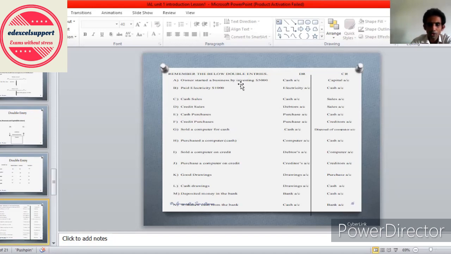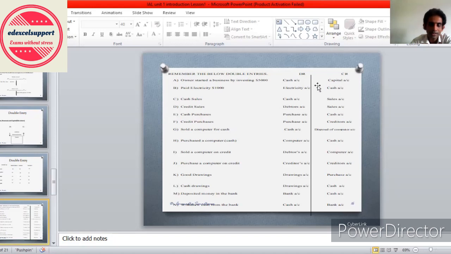Now imagine when the owner puts money into the business. You are thinking from the business point of view, so the money in the business will increase. Therefore, because we are always thinking from the business point of view, the cash account will be debited because he's putting money in, and an asset increases, so the relevant asset account is debited. The capital also will increase. When the owner puts the money in, we call it capital.